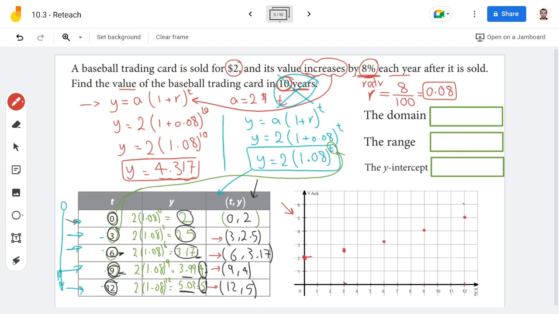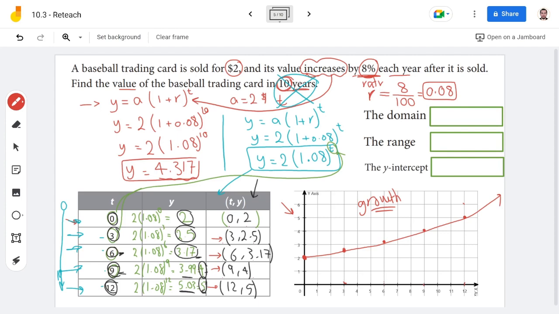Now, if you check, my graph is increasing, increasing, increasing. As you can see here, this one is a growth function. By around 10 years, it's growing up. Now we can take the answer.